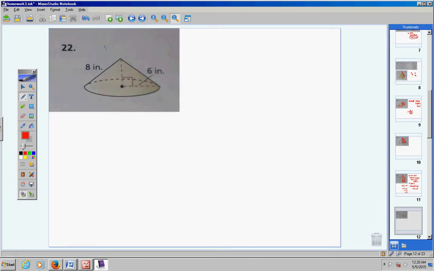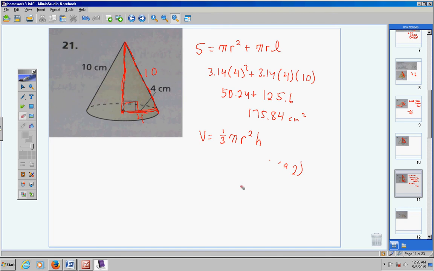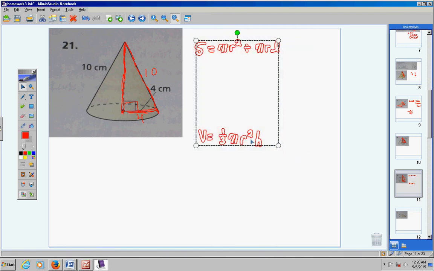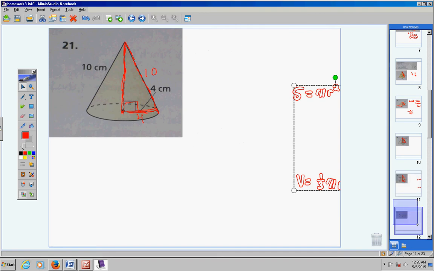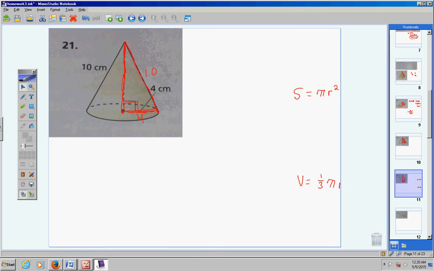And once again, we have a cone, and we're going to find the surface area and the volume of this cone, okay? So I'm going to go ahead and copy these formulas over again. Let's see if we work here, guys. My pen is really giving me fits here today. There we go. And there we go.